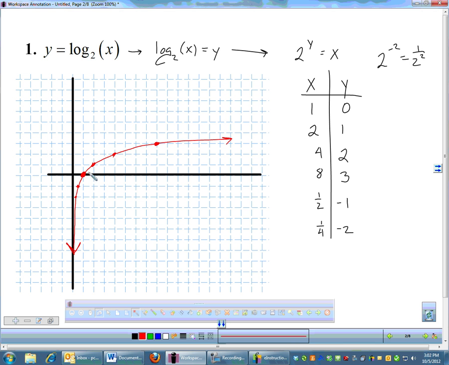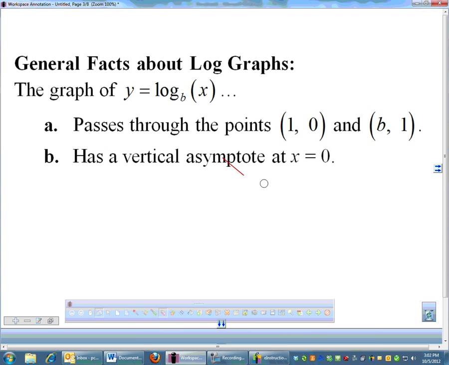It went through (1, 0) and (2, 1). And then you also have a vertical asymptote at x equals 0, and x equals 0 is also known as the y-axis. So those are 2 things about log graphs, and this is before any transformations. If we shift or move this thing around, then the points are going to change. But before any transformations, this is going to be kind of our home base for our log graphs.